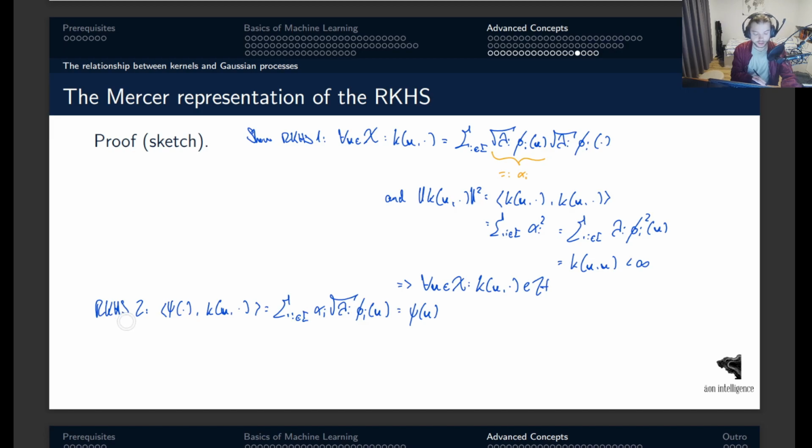Now for RKHS 2, we need to show that the reproducing property holds. For that, we want to show that this inner product is equal to this expression. So we have the inner product of an element of the RKHS, let's call it psi, with the partially evaluated kernel for the observation u. This should equal the function psi evaluated for observation u. Let's see that this indeed works out.